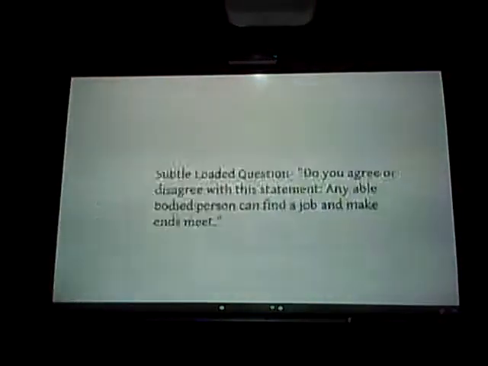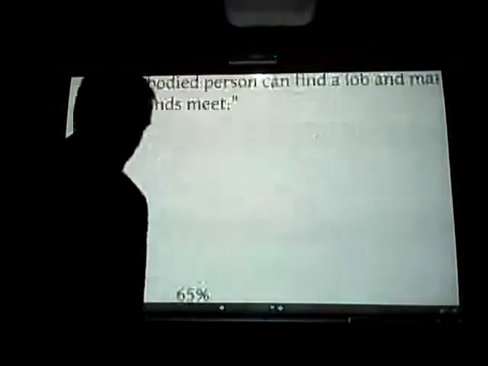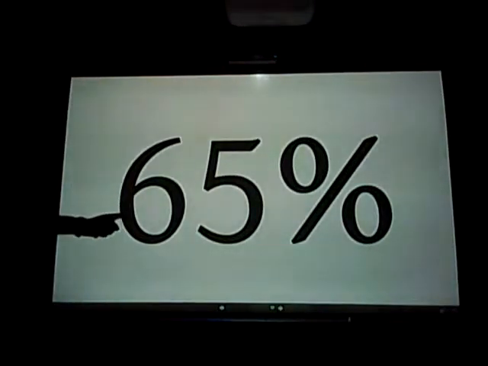Here's one that's not so obvious. Do you agree or disagree with this statement? Any able-bodied person can find a job and make ends meet. Doesn't seem loaded. When this question was asked, 65% of people said, yeah, I agree with that statement.